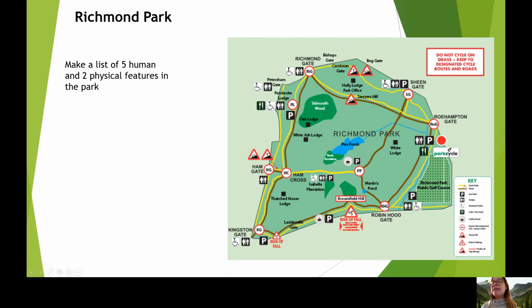Okay, and here we can see a key, which if we don't know what a symbol stands for, tells us what it means. And we can see a do not cycle on grass sign, keep to designated cycle routes and roads. And why do we think they have that warning? Well, it's to make sure that cyclists don't run into pedestrians or even worse, into deer. And also, if you had everyone cycling on non-cycle paths, that would erode the beautiful grassland.